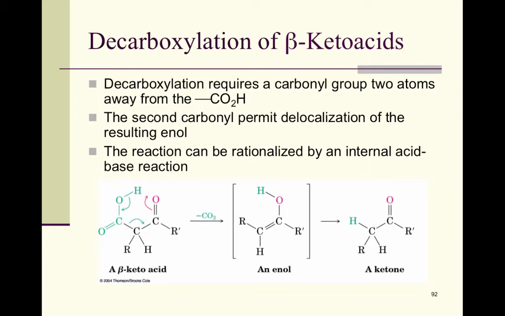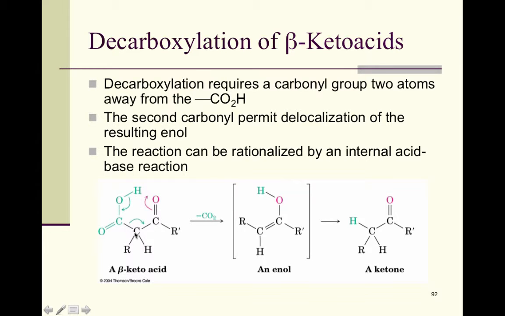Decarboxylation of beta keto acids. This decarboxylation requires a carbonyl group 2 atoms away from the original acid piece. The second carbonyl permits delocalization of the resulting enol. The reaction can be rationalized by an internal acid-base reaction. Well, we just learned that decarboxylation means we're going to lose a CO2 group. Here we have a beta keto acid. This group right here is our acid piece, our carboxylic acid piece.